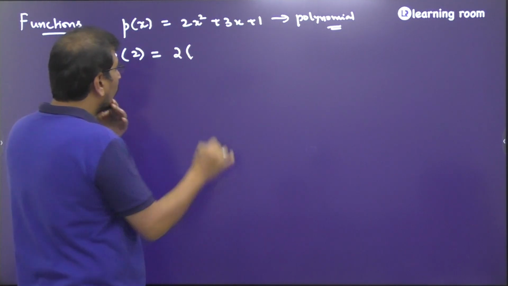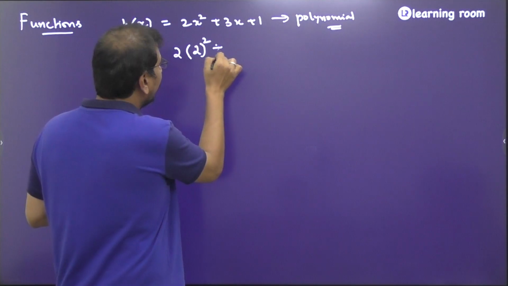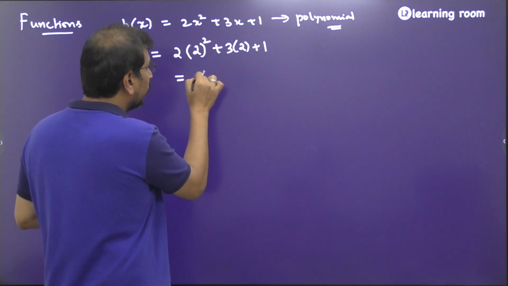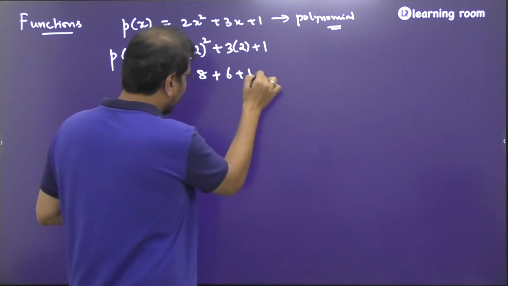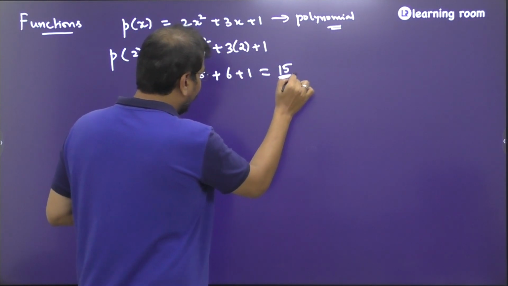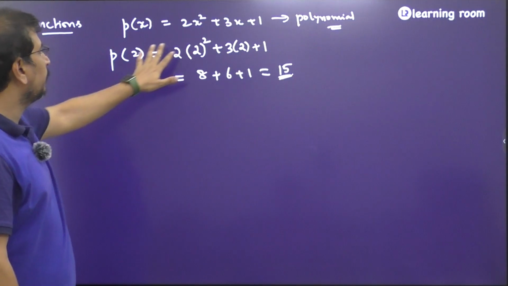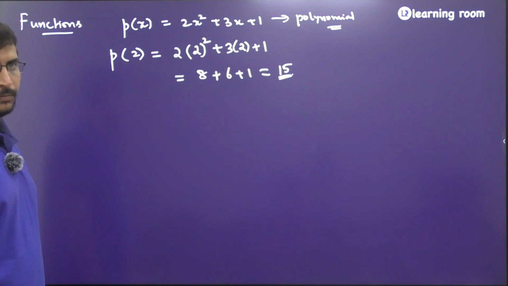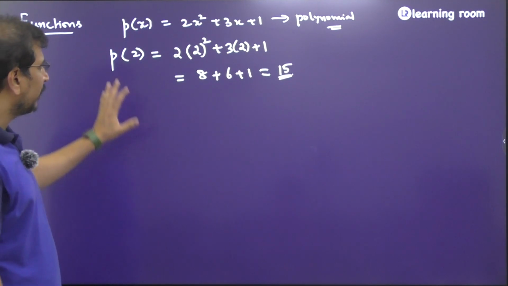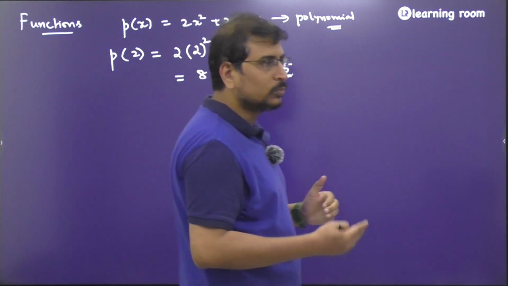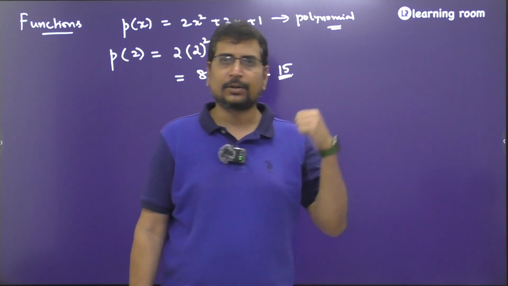So, 2 into 2 square plus 3 into 2 plus 1. How much are you going to get? 4 into 2, 8. 8 plus 6 plus 1. It's going to give me 15. Means the value of this quadratic polynomial at 2 is 15. Or if I put x is equal to 2, I'm getting 15. Now, can you tell me what is the mathematical significance of this kind of a value?